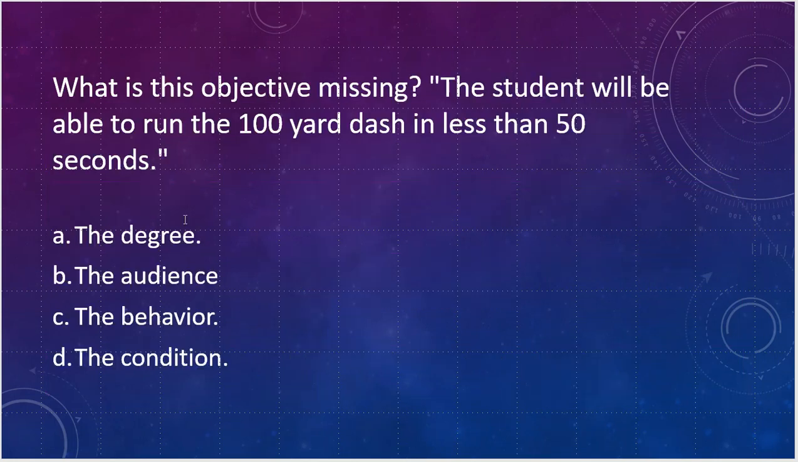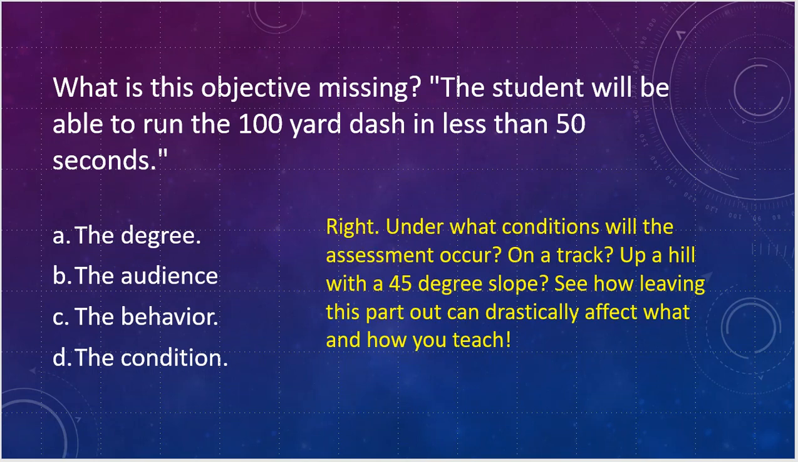All right, let's look at some more examples. What is this objective missing? The student will be able to run the 100-yard dash in less than 50 seconds. Is it the degree missing? Is it the audience, the behavior, the condition? You're right. It's the condition.